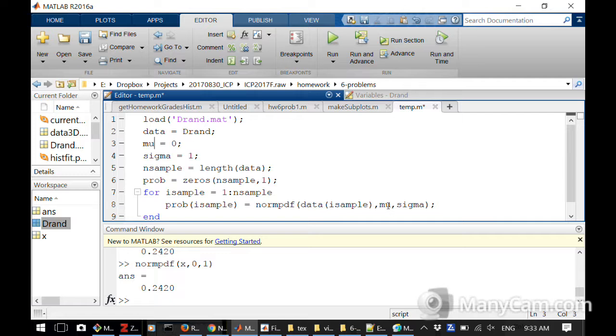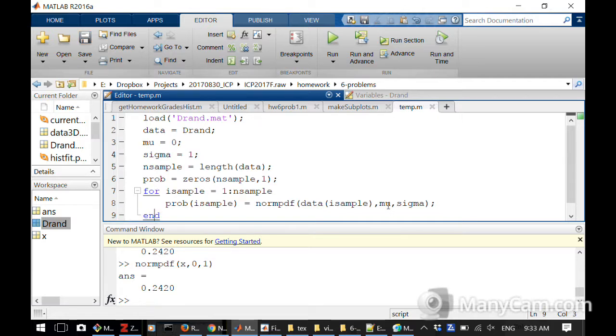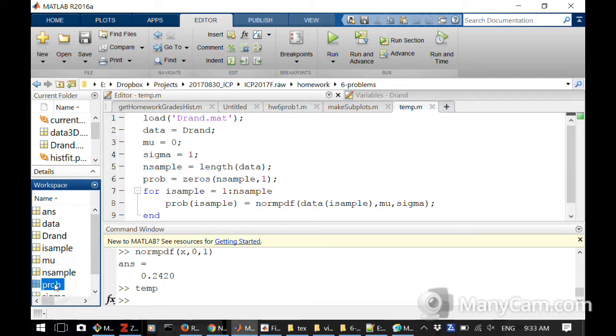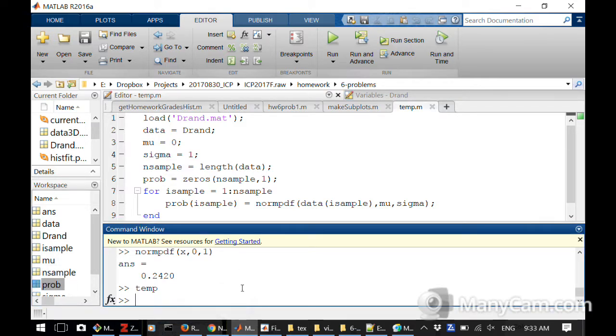All right. So now, if I run this code, I'm going to get a vector prob that contains the probability of getting each one of these points in my data set, given that the mean is 0 and sigma is 1 for a Gaussian distribution. Okay? Now let's run it and see what we get. Okay, we got it. So we have a prob now. And now, what would I get if I plot prob?